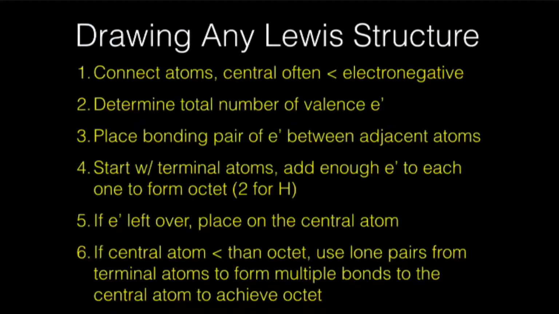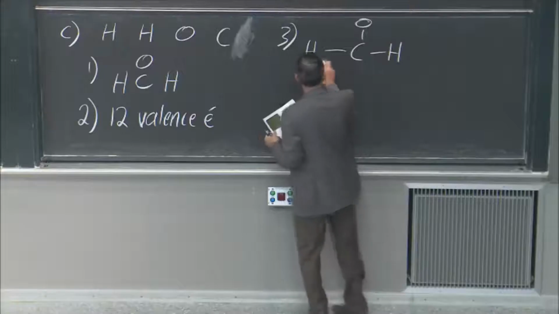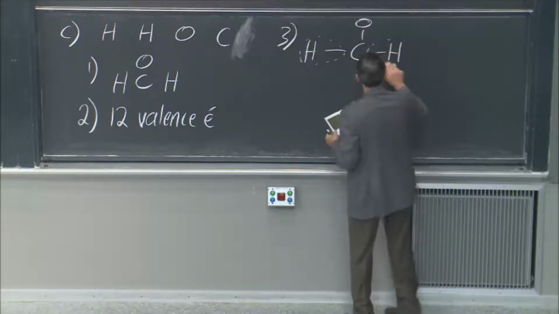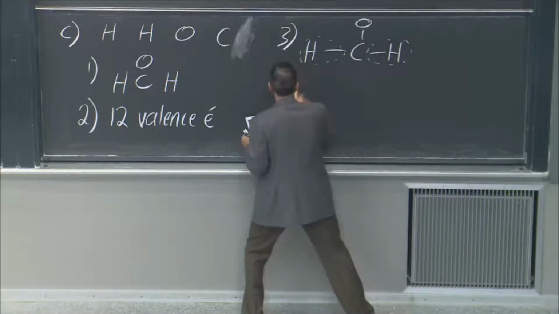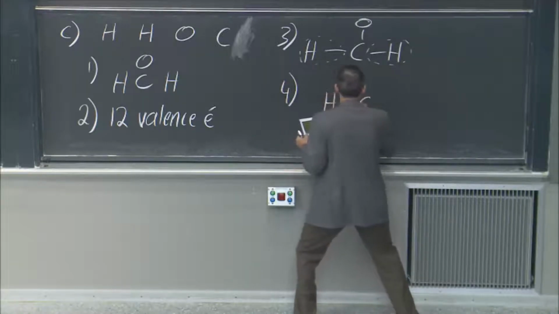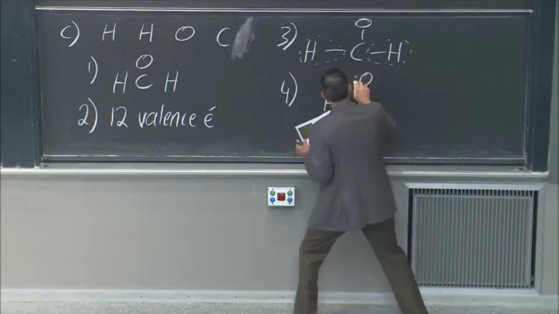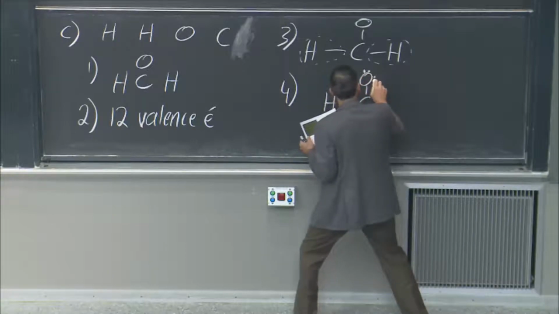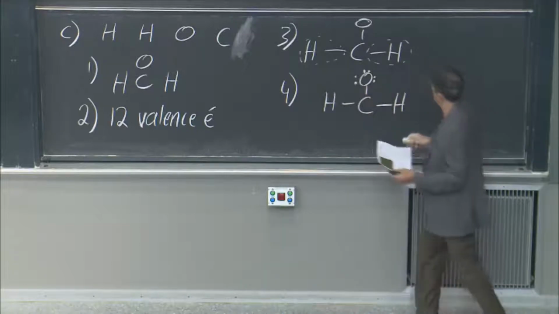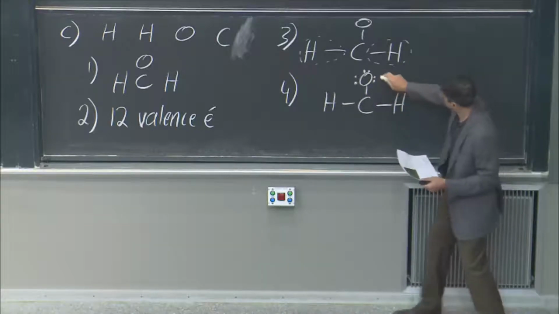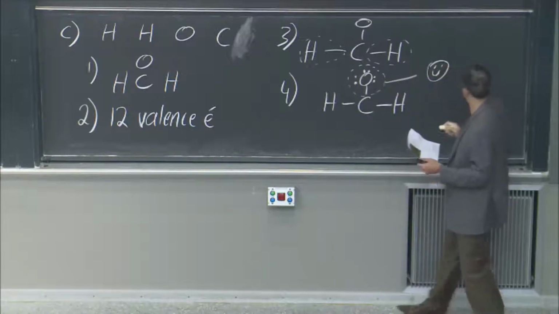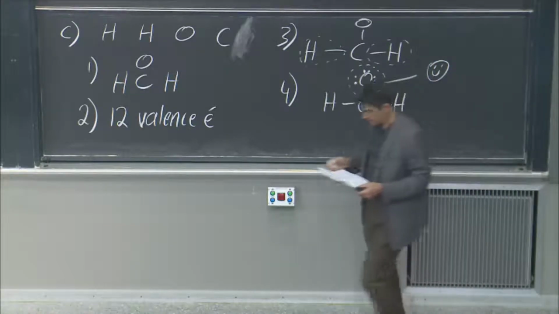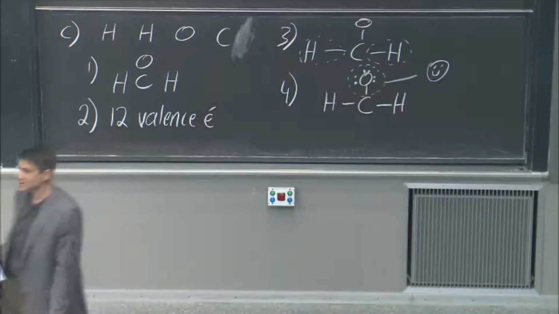Now, starting with terminal atoms, add enough to each one to form an octet. Now, hydrogen is good, right? Because hydrogen, remember, its octet is a doublet. It's 2. So that's good. But what about oxygen? Okay, it looks like oxygen needs some. So now we're going to write the structure like this. I've got to add 6 more electrons to oxygen in order to fulfill its octet, right? Now oxygen is happy. Right? Yeah, it is, just like that.